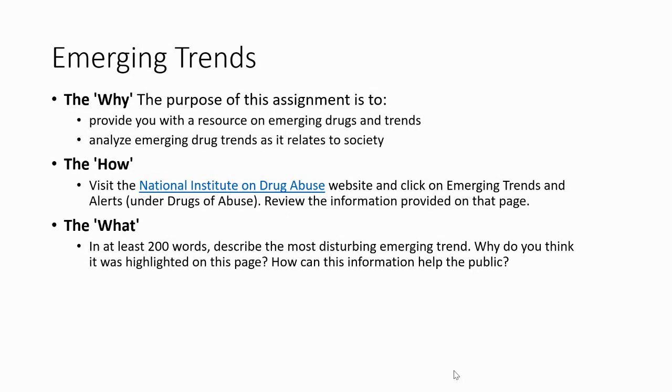Review the information provided on that page, and then in at least 200 words, describe the most disturbing emerging trends. So which one sort of stood out to you? Why do you think that was highlighted on this page, and how can having that information help the public?